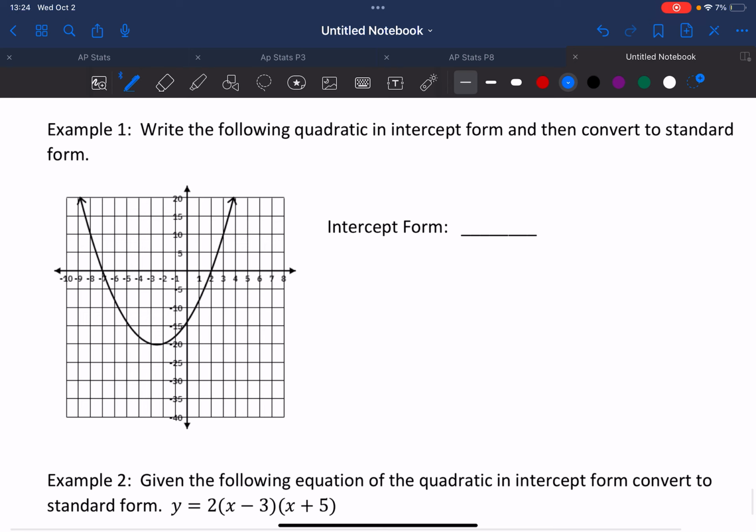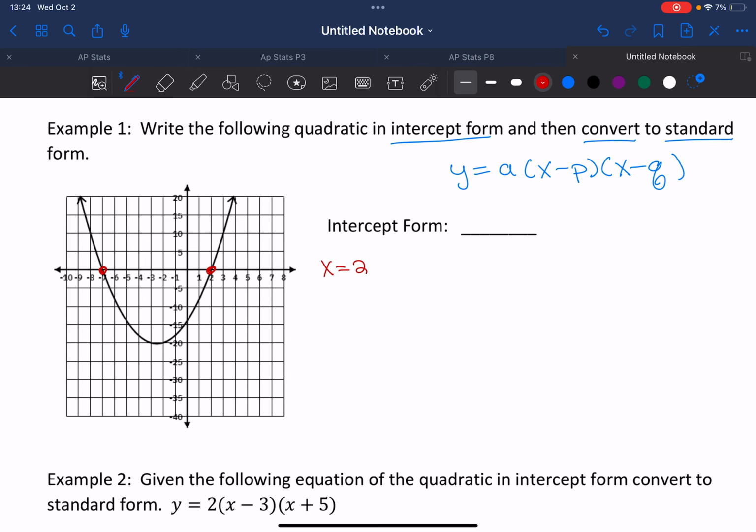So example 1 wants us to write the quadratic in intercept form, then convert it to standard form. Okay, so we remember that intercept form is y is equal to a, x minus p, x minus q. Okay, which means we need p and q in order to write this. So we need our x-intercepts. So we have one at 2 and the other at -7. So x equals 2, x equals -7. We also need a point. So it can be any point on the parabola. I am going to use (3, 10) right here.